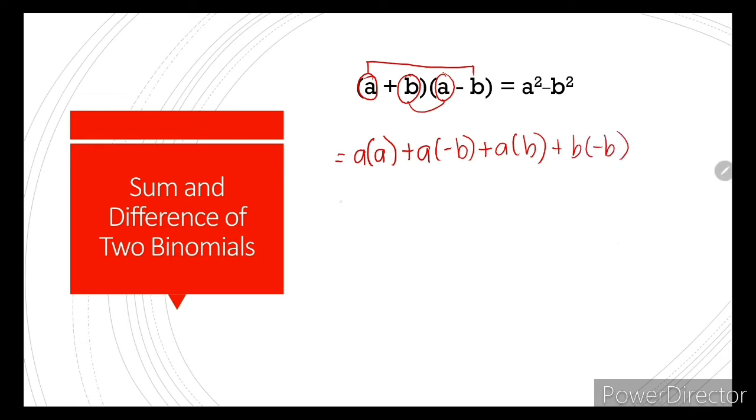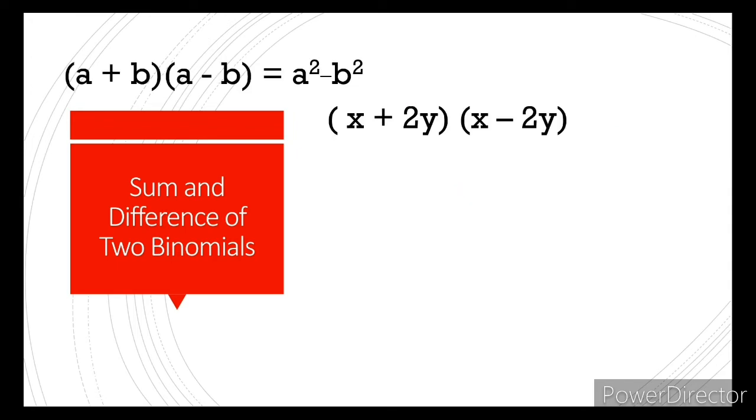So, when we solve this, we have a times a is equal to a squared. A times negative b is equal to negative ab. Then, plus a times b is equal to ab. Then, positive b times negative b, we have negative b squared. So, ito, a squared is equal to negative ab plus positive ab. So, makakancel siya. So, ang matitira natin is a squared minus b squared.